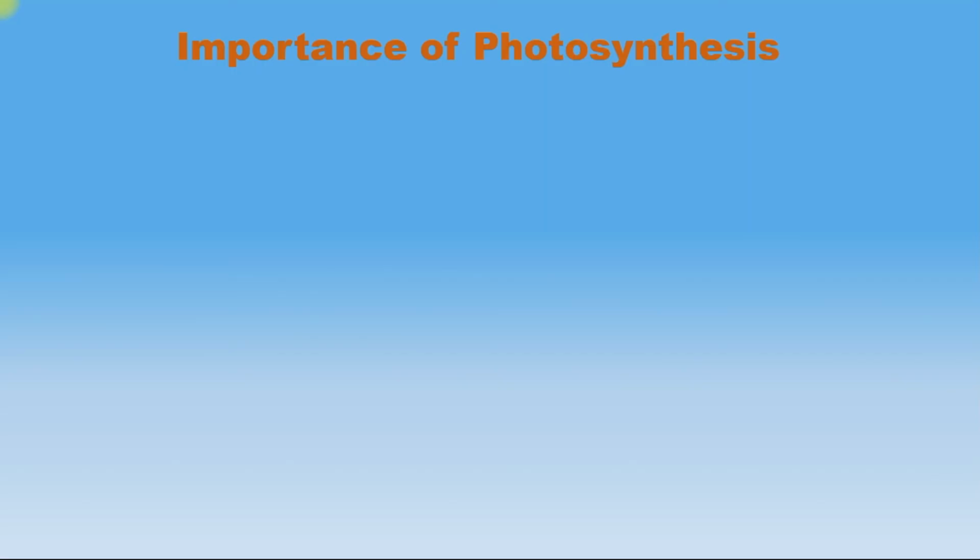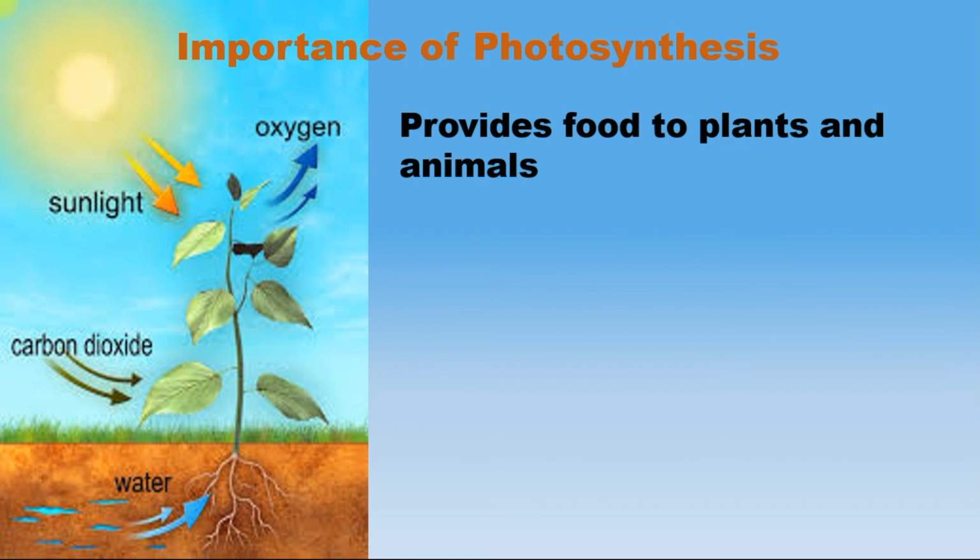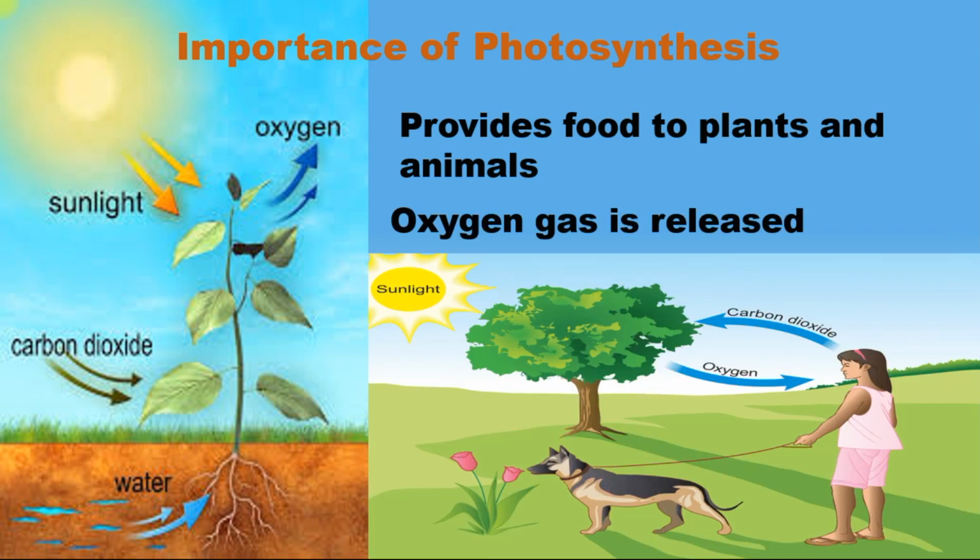Now we'll see the importance of photosynthesis. This process provides food not only to the plants but also to all the animals, including human beings. We have seen oxygen is released during this process, and this oxygen goes into the air. It is utilized by all living organisms for their survival. This is all about photosynthesis.